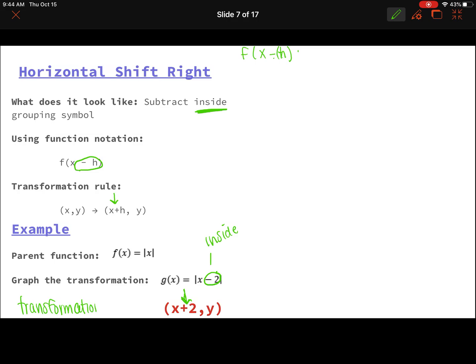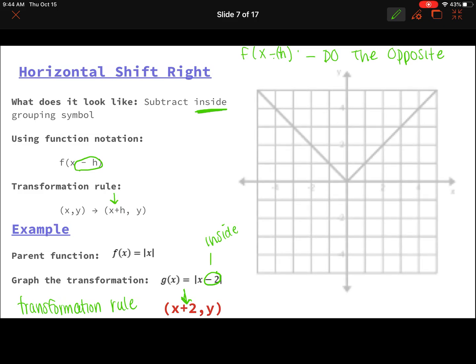So this is super, super important. Okay? You're doing the opposite. So I'll write it up here. Do the opposite. Okay, and I'll show you as we do that now.